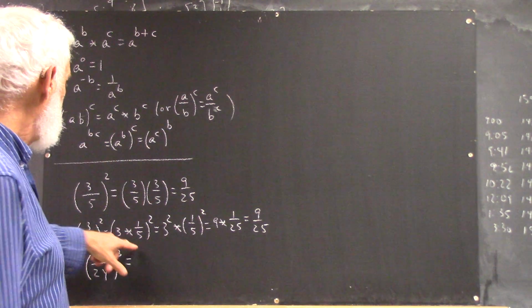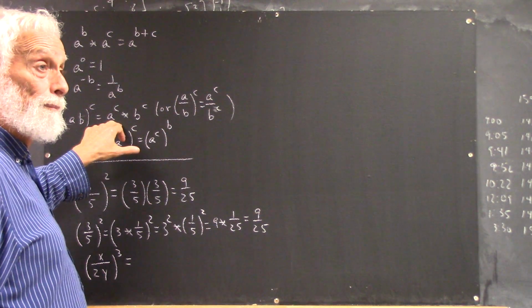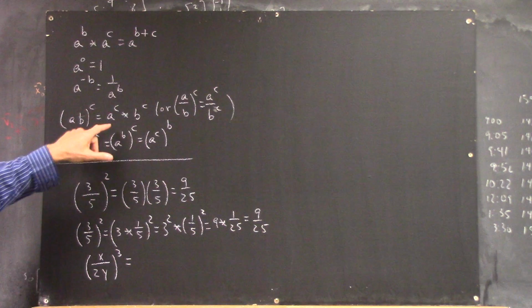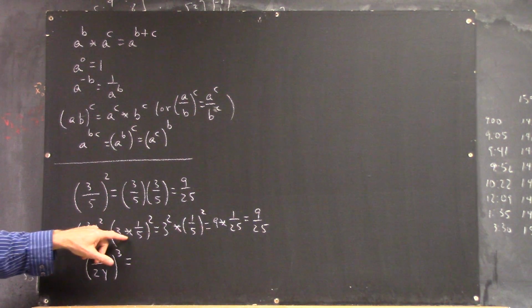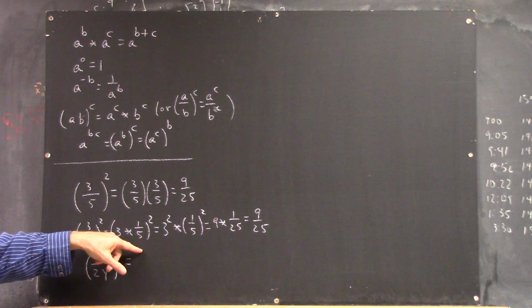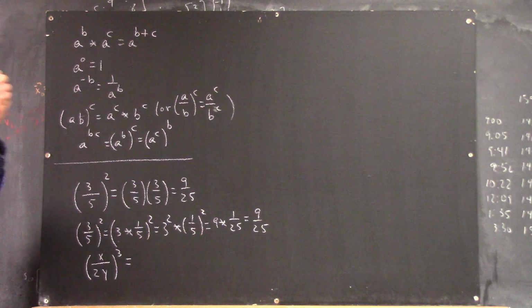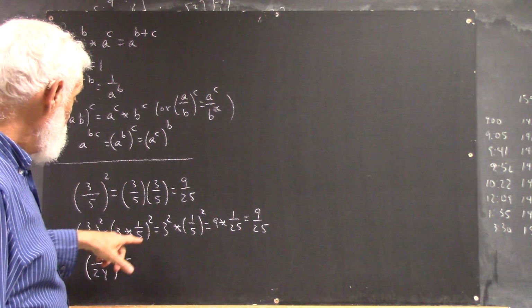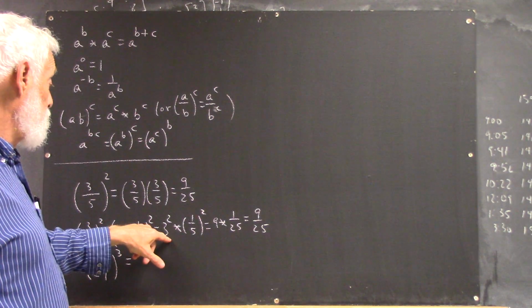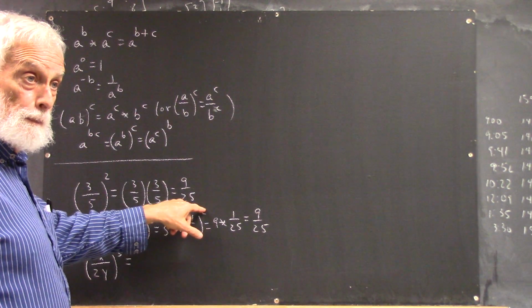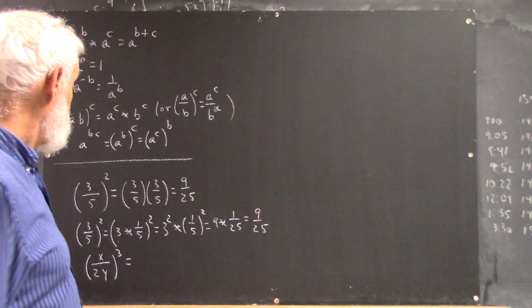At the time I did this, I didn't have this law up here. I just had this one. So in order to use this law, I had to write 3/5 as 3 times 1/5. Now I've got something times something raised to a power. Applying this law of exponents, I got 3 squared times 1/5 squared, which then simplified down to 9/25, okay?